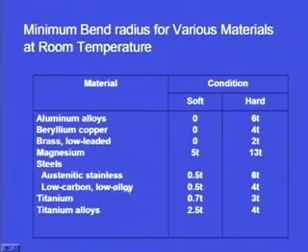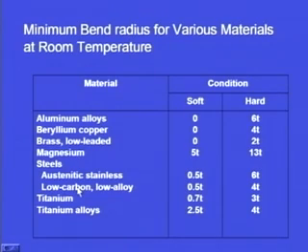Similarly, for steels, austenitic steels and low carbon low alloy steels, we can see the values are changing for soft also, for hard also. So, depending upon the material, the minimum bend radius has been specified. We do not have a generalized bend radius value, it depends upon the type of the material.